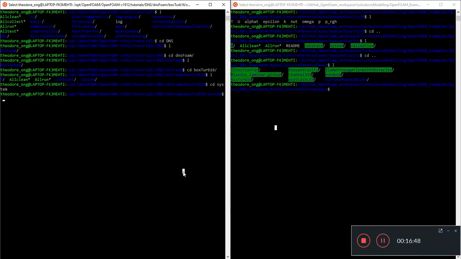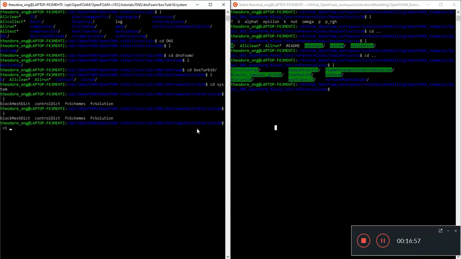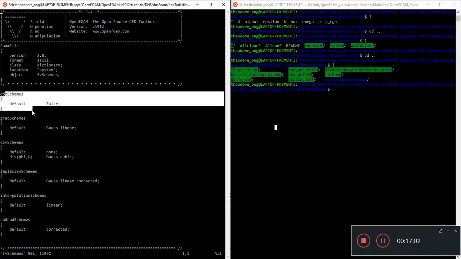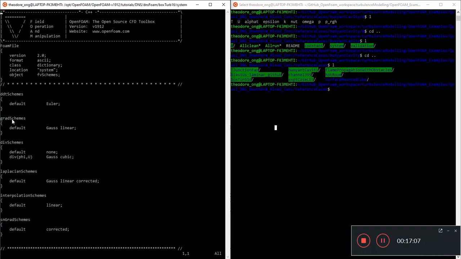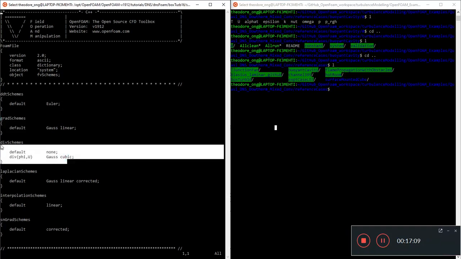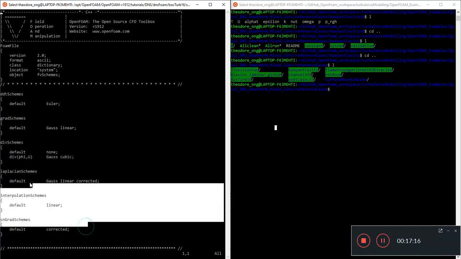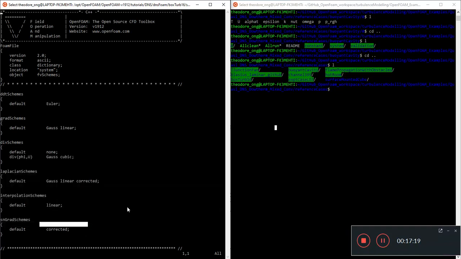So we can take a look here in the system directory of this BoxTurb, which I also copied here. So BoxTurb 16. Okay, we can look at the fvSchemes in fact, and we see that the ddt schemes, these are time schemes, use Euler. Gradient schemes, we use Gauss linear. Divergence schemes, where you have this divergence of phi and U, you use this thing called Gauss cubic. And the rest of them we have Gauss linear corrected, blah blah blah. Nothing too worrisome over there.